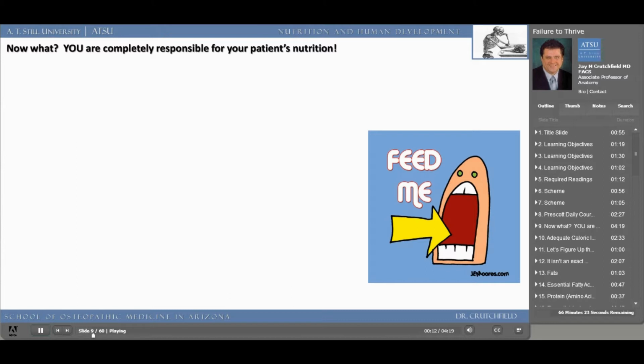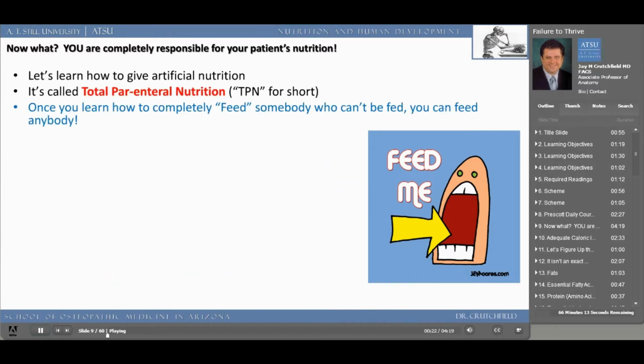So now that you're completely responsible for your patient's nutrition, let's learn how to give artificial nutrition. Total intravenous nutrition, called TPN for short, total parenteral nutrition. Once you learn how to completely feed somebody who can't be fed, you can feed anybody. You will be able to read the labels at any grocery store and know exactly what somebody's caloric needs are, and whether the food you're eating is too much or not enough, or too much in fats or too high in proteins, or whether it can damage kidneys or their liver.